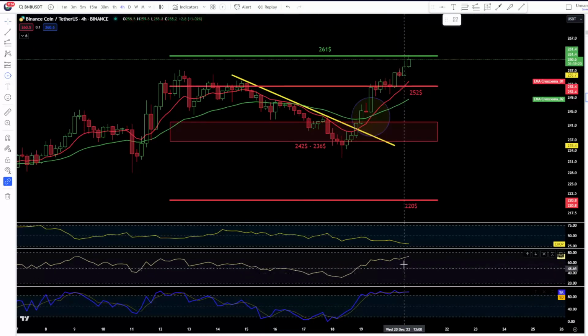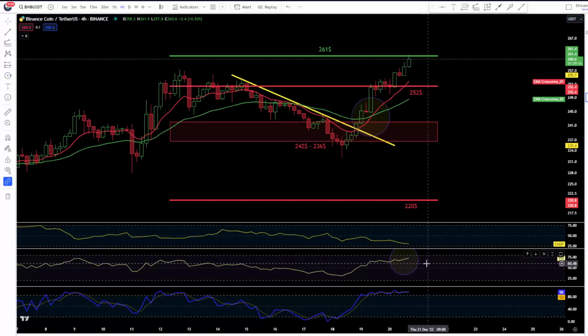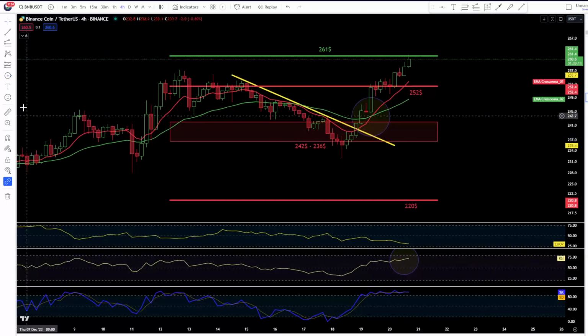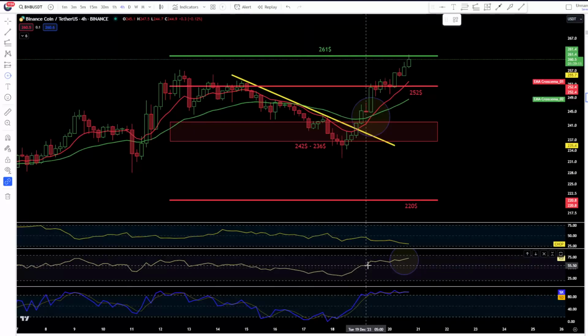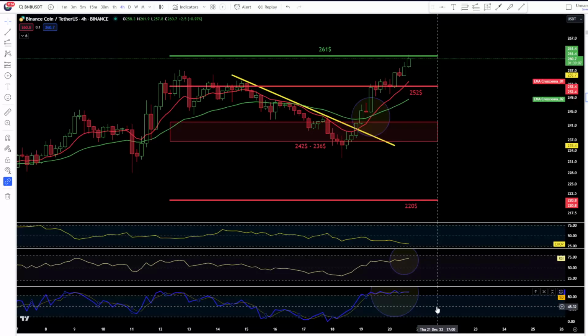On the RSI indicator, we have approached the upper limit, which reduces the room for growth. While on the stochastic indicator, we are moving above the upper limit, which may result in a rebound in the coming hours.